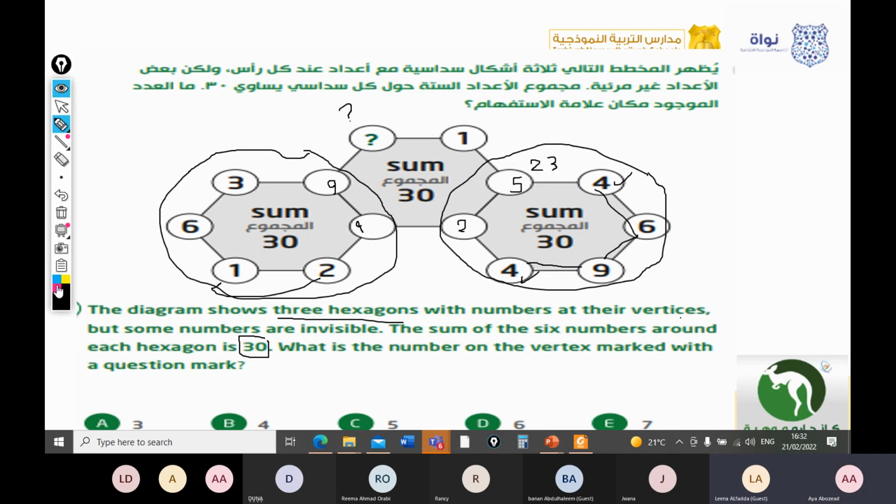Now, to make the third hexagon 30, how many is it going to be? 1 and 9, 10. 10 and 5, 15. 15 and 2, 17. 17 and 9, 26. So 26 plus how many gives me 30? 4.